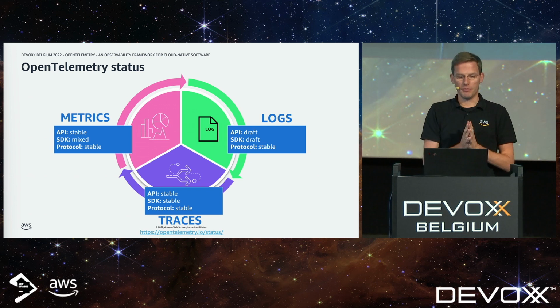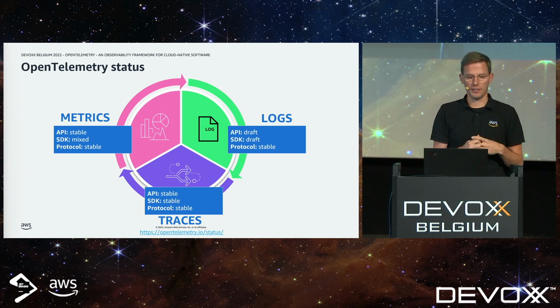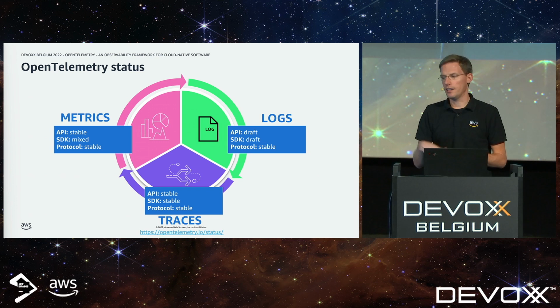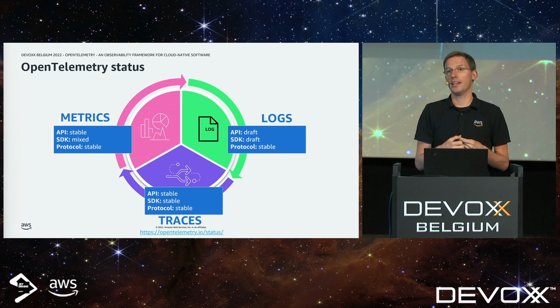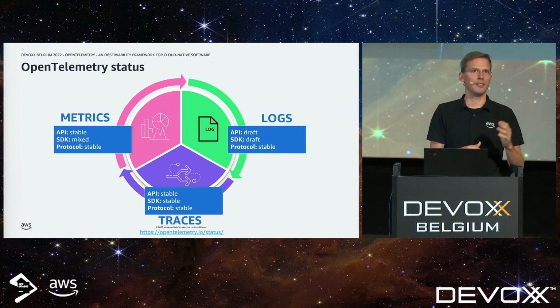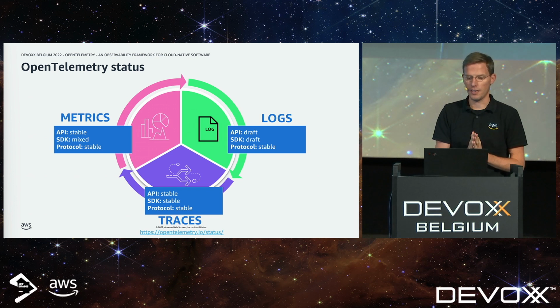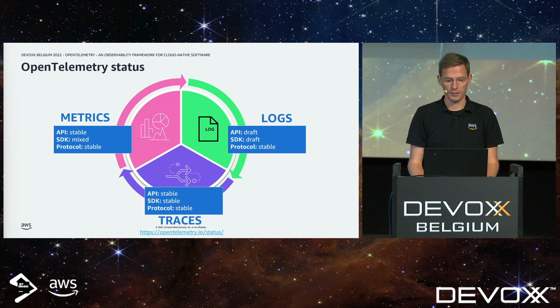Metrics depends a bit. So API and protocol are also stable, but looking at the SDKs, depending on the programming language that you want to use, it's considered to be mixed right now. And logs is the newest addition, probably needs to wait until next year before you are able to use it in production. So the protocol is stable, but API and SDK are in draft, and currently there's heavy development going on. So I'd not suggest to use that right now. Focus on tracing or metrics if you want to try it out.